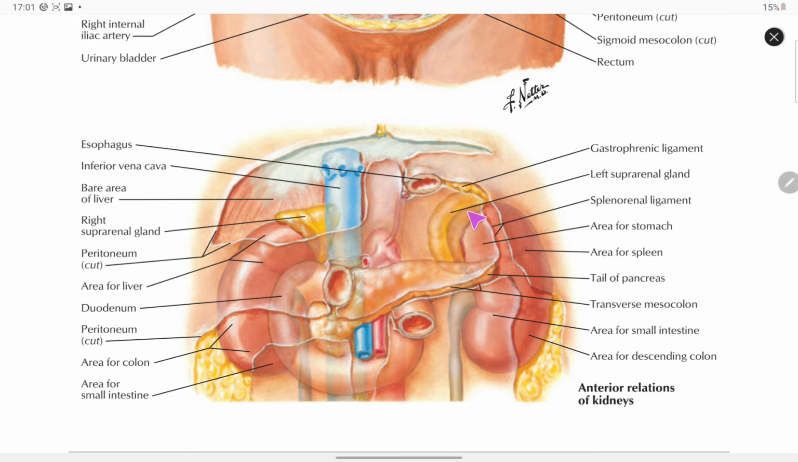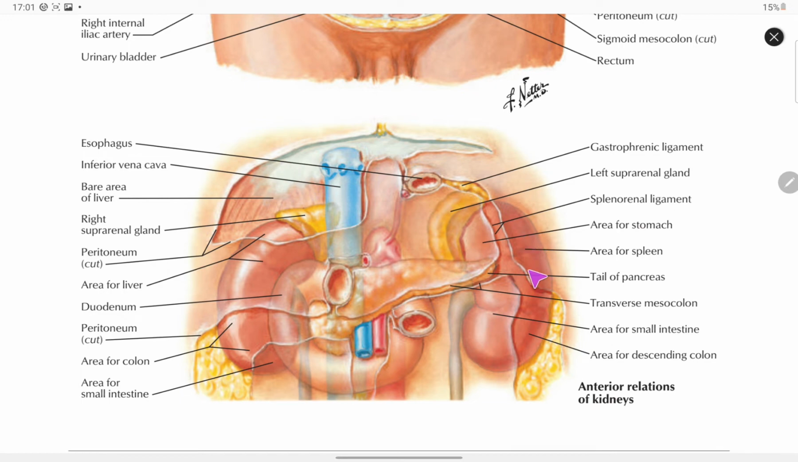On the left side there is the left suprarenal gland. Then here there will be the spleen. Here there will be the stomach. Here there will be the tail of the pancreas, and there is an area for the small intestine. Here will be the descending colon and the splenic flexure.